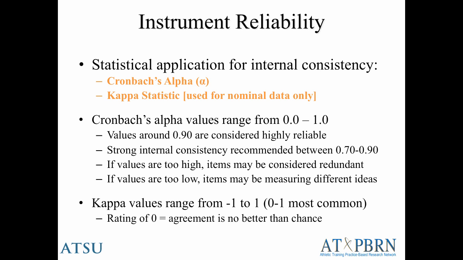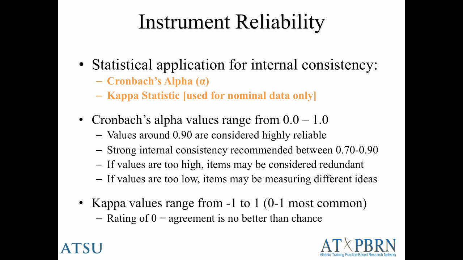However, it is important to consider the meaning of a Cronbach's alpha value if it is either too high or too low. If the Cronbach's alpha value is too high, it is possible that the questions or items on the instrument end up only measuring a very narrow aspect of the dimension and therefore may be considered redundant. If the Cronbach's alpha value is too low, on the other hand, it is possible that the questions or items within the instrument are too broad and may be measuring different ideals.